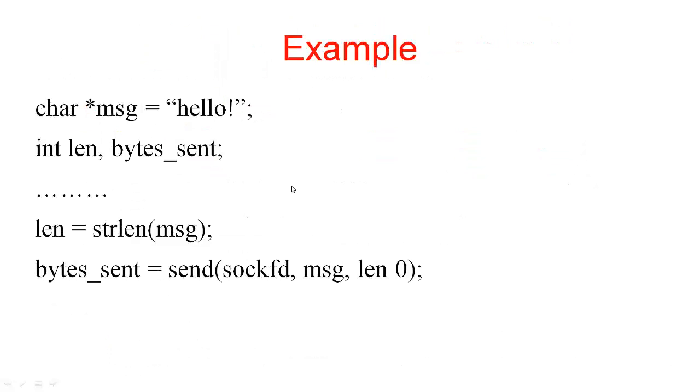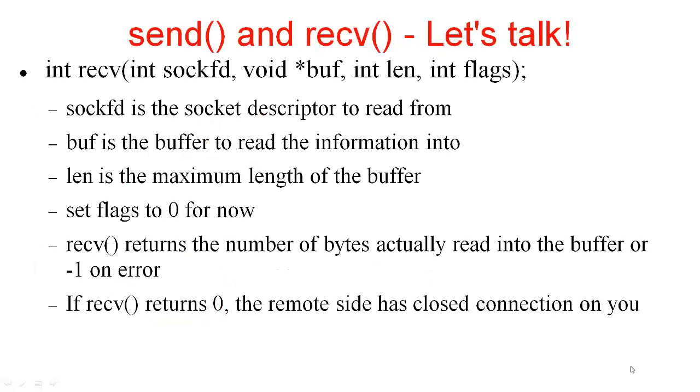So here is a simple example that captures it. So this is my message that I want to send. There is a lot of socket opening code that is not shown here. So this is the socket through which I want to send this message, and I'm specifying the length, which is nothing but the string length of this message, and this is the flag information. And this returns how many bytes it actually sent.